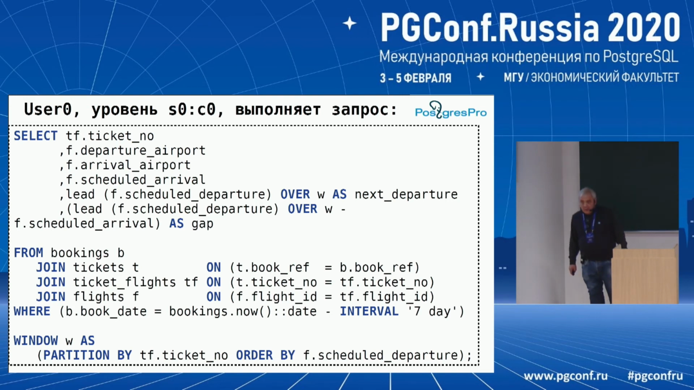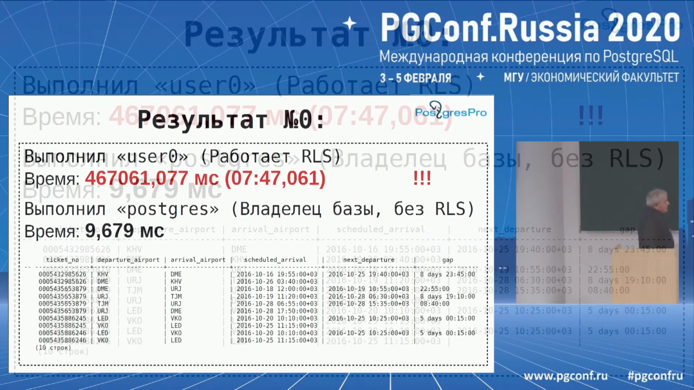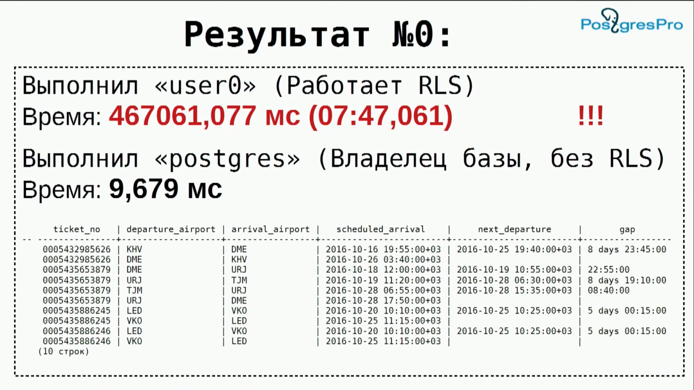The booking table has 2 million strings. We launch the query and see what's going on. So the top one is with RLS and the bottom one is without RLS. 10 strings. That is a bad result, 7 minutes and 9 milliseconds.